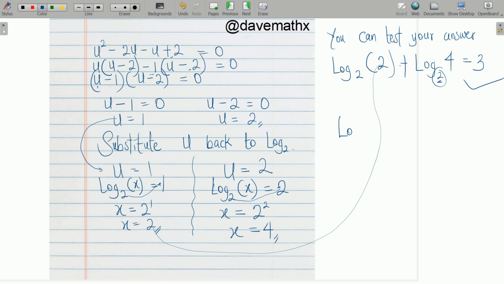For the second solution of x, log x base 2 can be expressed as log 4 base 2, which equals 2. Log 4 base x can be expressed as log 4 base 4, which equals 1. 2 plus 1 equals 3. And that is the final answer.